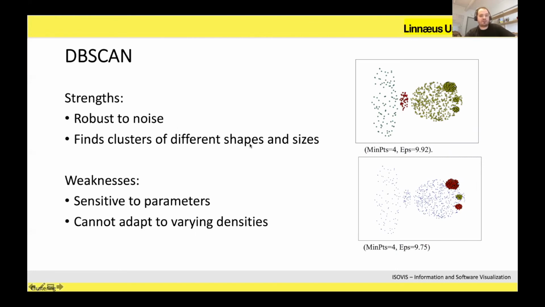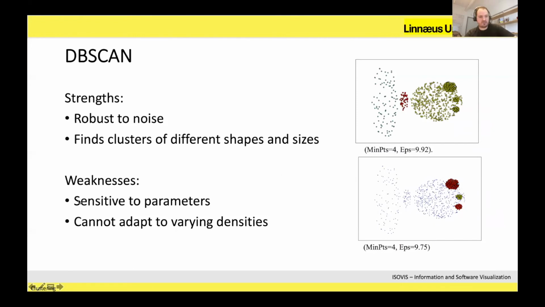The strength of DBSCAN is that it's robust to noise, right? And it also finds clusters of different shapes and sizes, which doesn't happen with k-means, for example. It does happen up to a certain extent with hierarchical clustering, but for sure not with k-means. So you can get this is a cluster, this thing is a cluster, and then this big one here is a cluster. And if you change the epsilon value just a little bit, from 9.92 to 9.75, then basically everyone else becomes noise, and only these points in the middle are considered clusters.